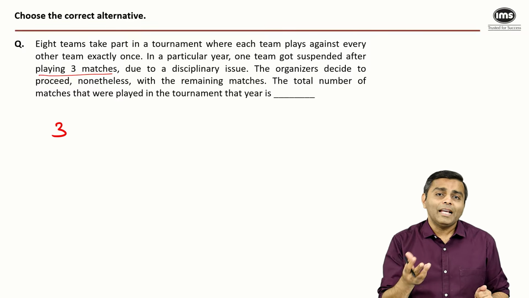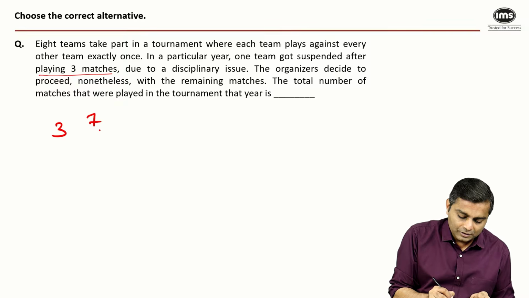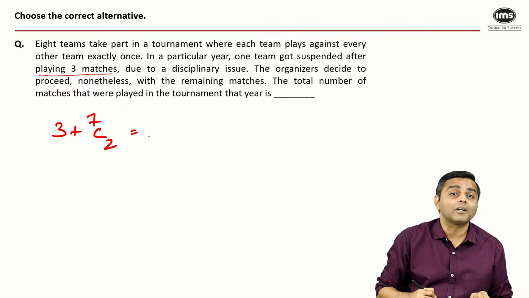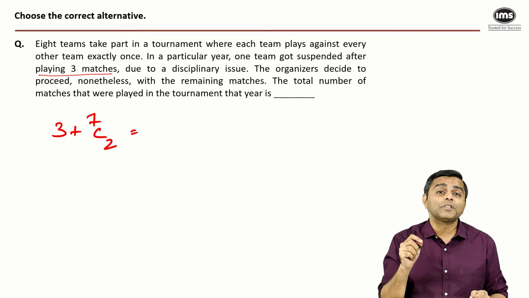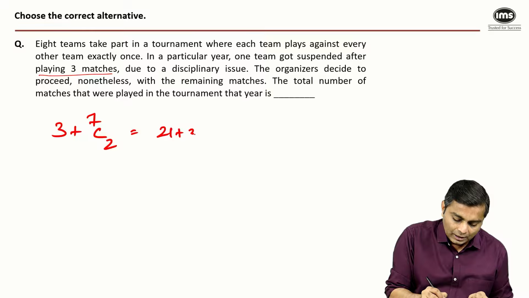Everybody else definitely went on to play their own matches. How many were left? 7 teams. So 7C2 plus 3 should give us our answer. 7C2 is 7 into 6 upon 2 into 1, so 42 by 2, 21. 21 plus 3, 24 has to be the answer here.